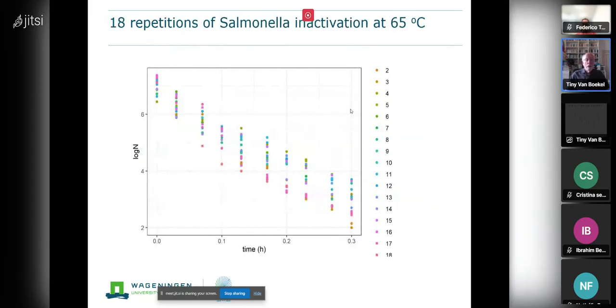So here is an example that you all will recognize. I think I took this from ComBase, where the same strain of salmonella is studied and results are published, and then you see this enormous variation between 18 experiments.